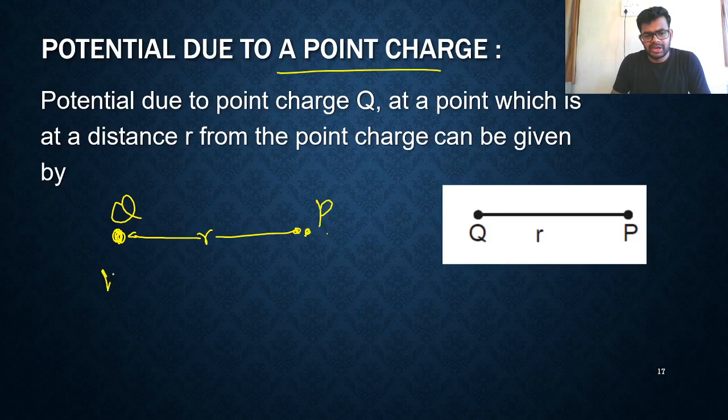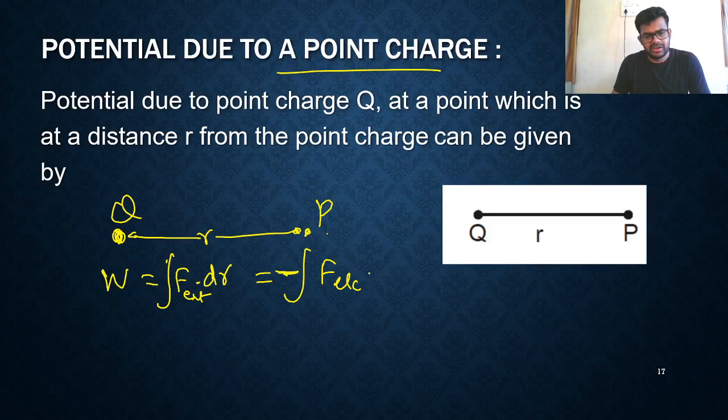Work done is integration of F dot dr. If you are writing this is external force, you can write integration of F electric, and you need to use a negative sign, dot dr. Dr means a small displacement. Don't worry, you don't need to remember this derivation. You just need to remember the final formula. From where to where? From infinity to point P, infinity to R, you can say.